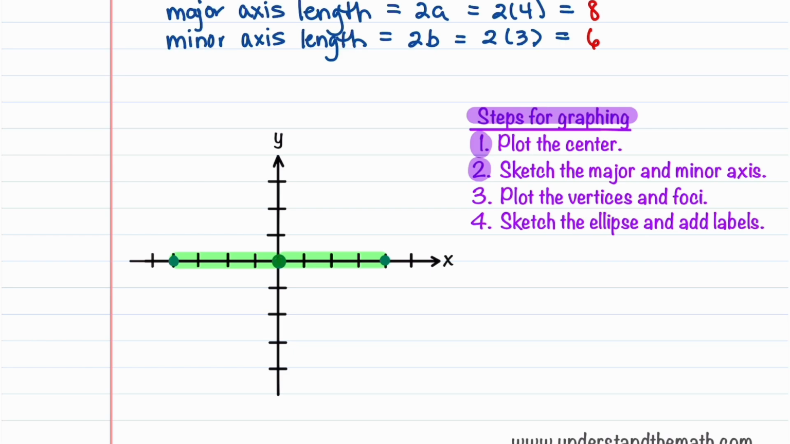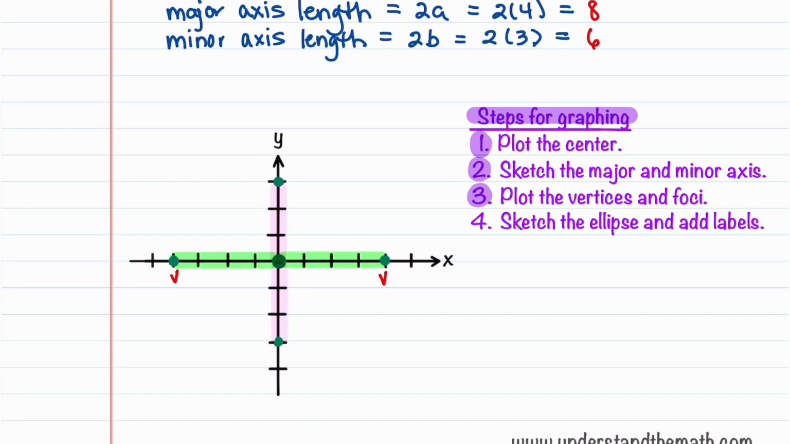Now let's draw the minor axis length. It is equal to 6. So we're going to move 3 units up and 3 units down. And then we'll add a point here and we'll add a point here. Now let's look at our third step. It says to plot the vertices and the foci. We actually already plotted the vertices, so I'm just going to label them with a V so we'll know which ones they are. Now we can go ahead and plot the foci.